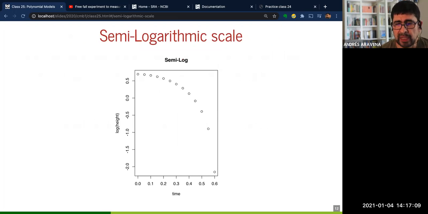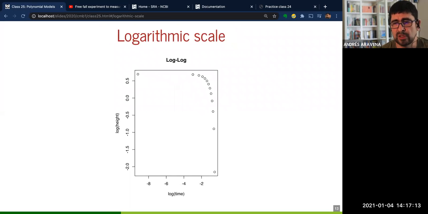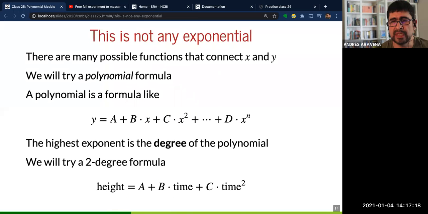So if I use a semi-log scale, it doesn't look like a line. If I use a log-log, it also doesn't look like a line. We need something else. In this case, if you know the model behind, we have a formula like this one that has a constant a, then a constant multiplied by the time, and then a third constant. We have three constants this time, multiplied by time squared.